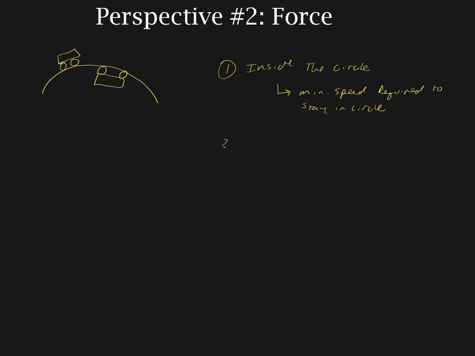The second limiting case is going to be when you're on the outside of the circle. And what this implies is that there's a maximum speed required to stay in the circle. Now, the best example to use here would be a car driving over a hill. And the reason I use a car driving over a hill is because if the car is driving too fast, it becomes obvious that the car loses contact with the road.